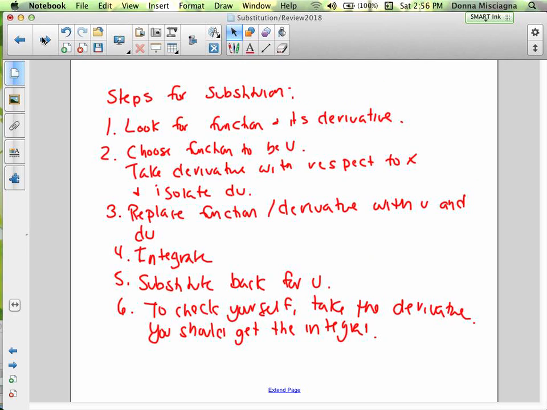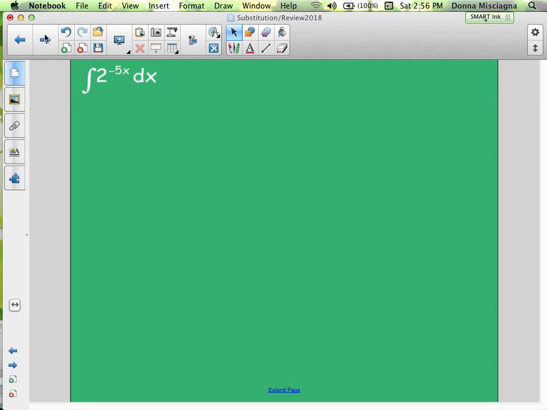If du has something with it when you take the derivative, then just as long as it's a constant, just isolate du. I should say a constant multiple. Then we're going to integrate, we'll substitute back for u, and then to check yourself, take the derivative, you should get the integral again. Right? And this is all in your notes, and as is a lot of these examples. All right, so here's our first one.